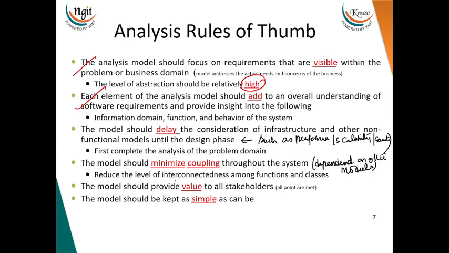The model should minimize the coupling, meaning dependence on other systems and other modules, so you have to be more independent. The model should provide value for the stakeholder, and all points are to be met. The model should be very simple. The thumb rule is this: abstract level, very high level, and overall understanding of the project. Non-functional requirements should not be mentioned. Minimize the coupling, with independent models. Each requirement should provide value to the stakeholder. It should be very simple.